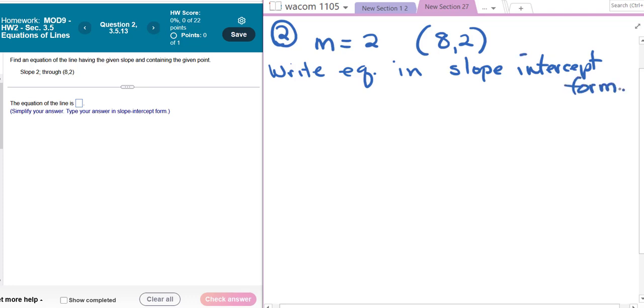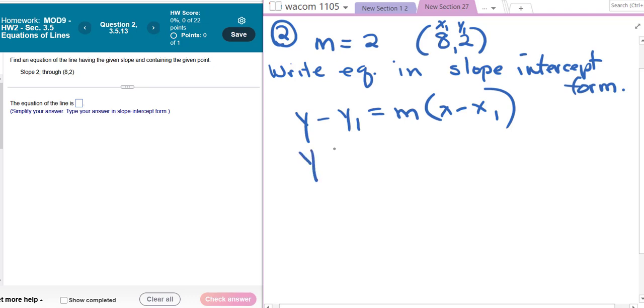So what we need first is the point slope formula. So we have y minus y1 equals m times x minus x1. And this is going to be x1, y1. And this is m. So we're going to plug in. So keep your regular y. Minus y1 is 2. 2 for m. X minus 8 for x1.